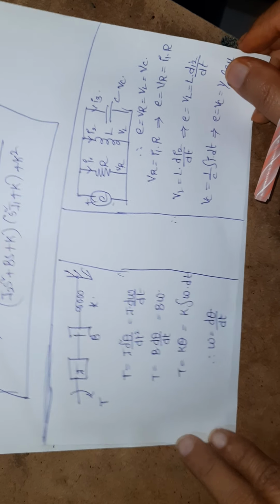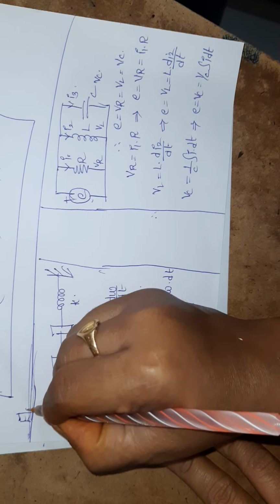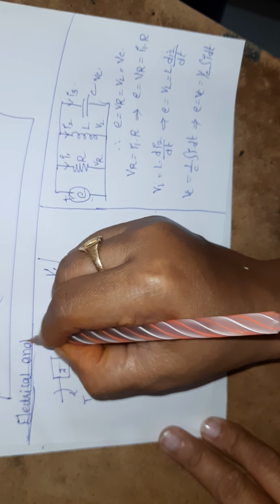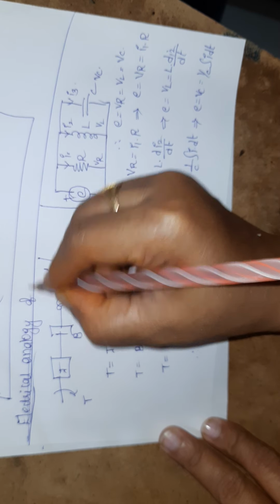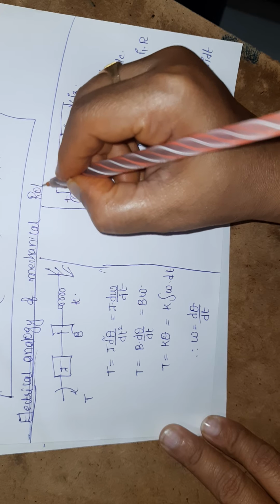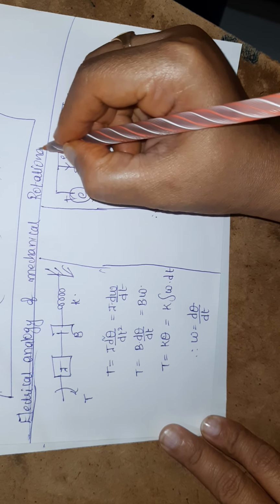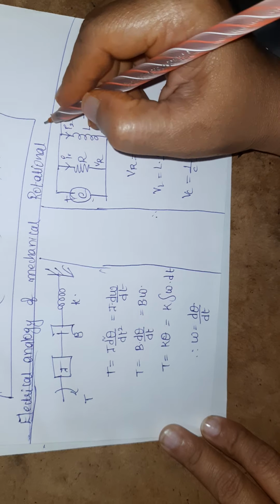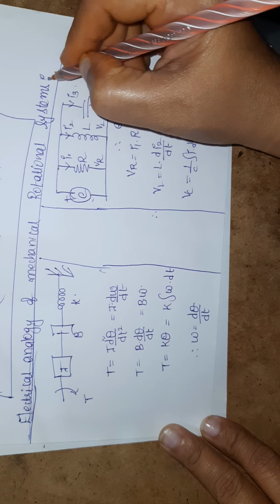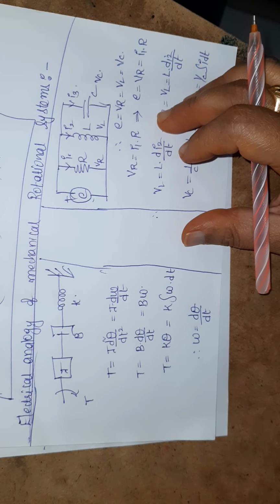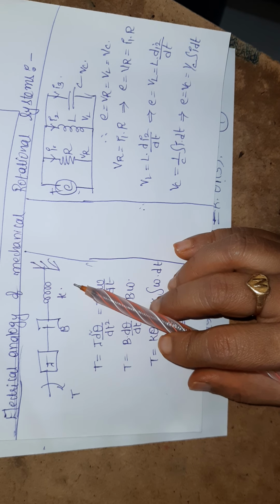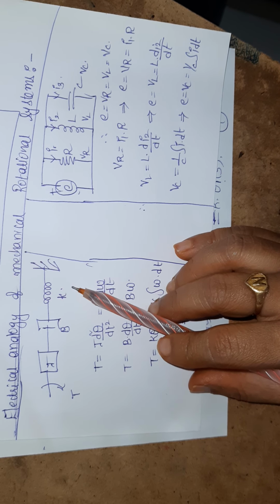Hello students, now we are going to see the electrical analogy of mechanical rotational systems. We have already discussed the electrical analogy of mechanical translational systems. The same method we have to follow to do the electrical analogy for mechanical rotational systems. So here we have J, B, K, the basic elements of rotational systems.